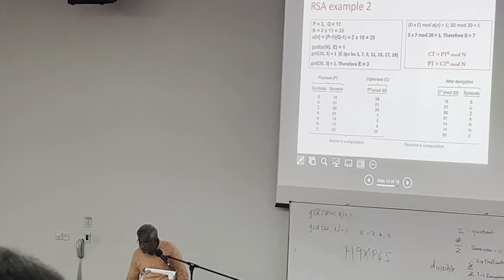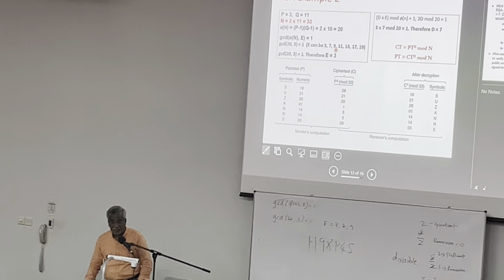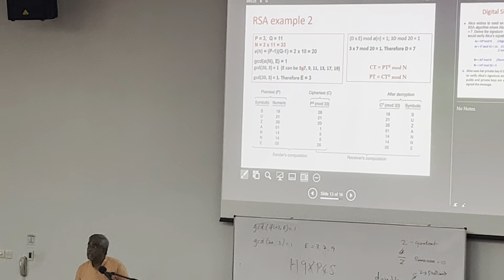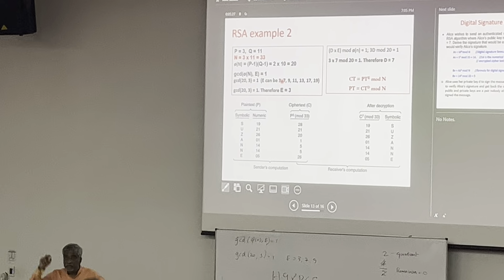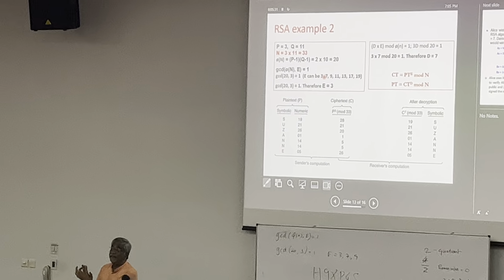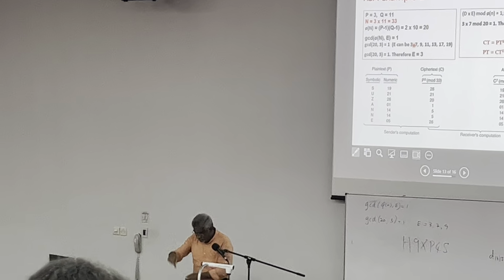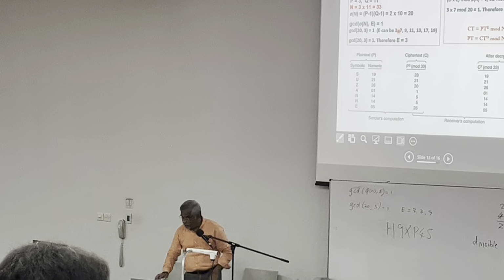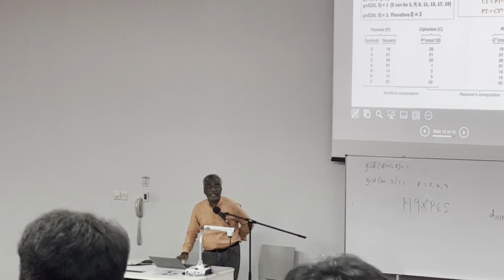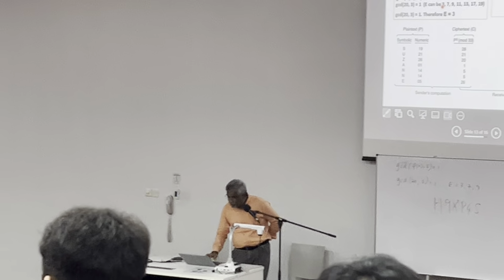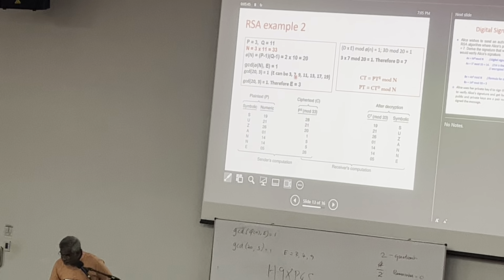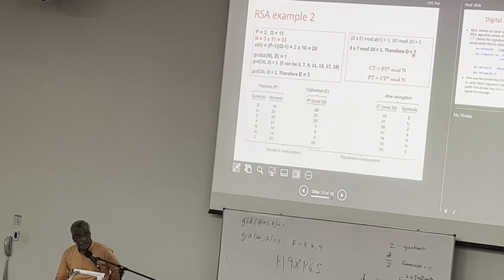So here, E can take many values. The value of D depends on the value of E. That's why I said earlier, when we say public-private key pair, they are mathematically related, mathematically connected. This is the connection. Okay? Your value of D depends on the value of E. So when E is 3 here, you are getting D as 7. When E is 7, you will get D as 3.